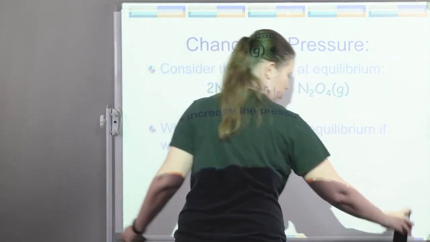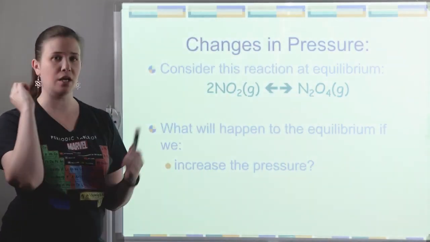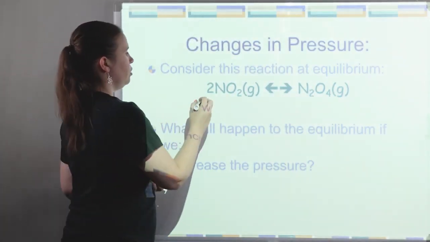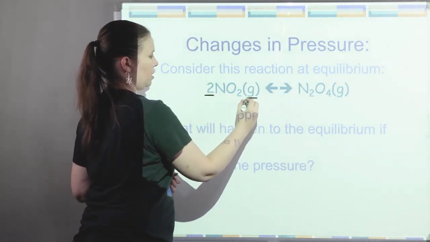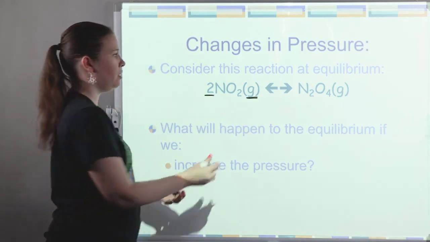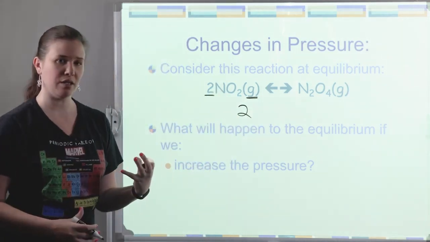So first thing I want to do is look at this equation and figure out how many moles of gas I have on each side so that I can answer the questions. On the left-hand side here, I have a 2 in front of a substance, and I verify, yes, it is a gas. That's the only reactant on this side, so I have 2 moles of gas on the left.